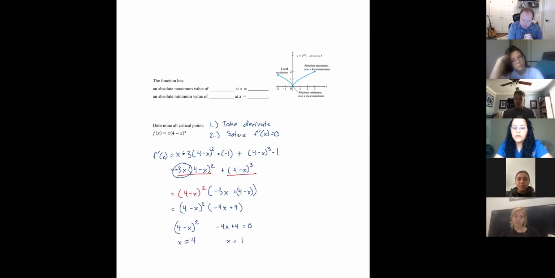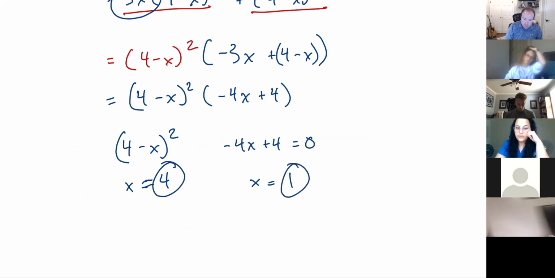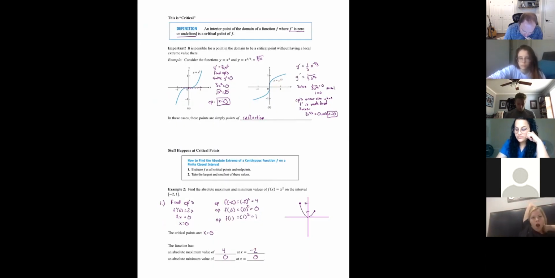How would we enter this? Like, what kind of notation would we write the 4 and the 1 in? I think it varies on MyMathLab. You may just have to enter, like it may say, what are the critical points? It would just be like 4, 1? 4, 1. Mm-hmm. So that's actually a great question.